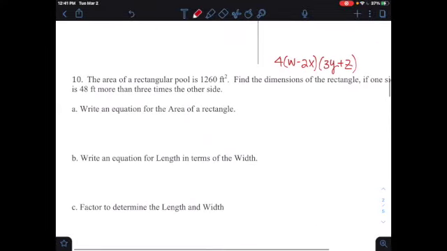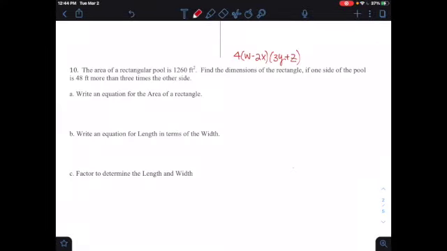Example number 10 is a word problem. We're going to go through it. It's a word problem, but it's not hard. I hope you guys give it a chance. Let's read through it. Example 10, the area of a rectangular pool is 1260 feet square. Find the dimension of the rectangle if one side of the pool is 48 feet more than 3 times the other side.